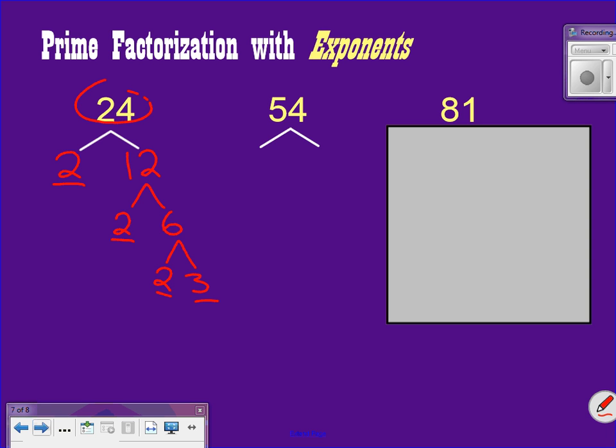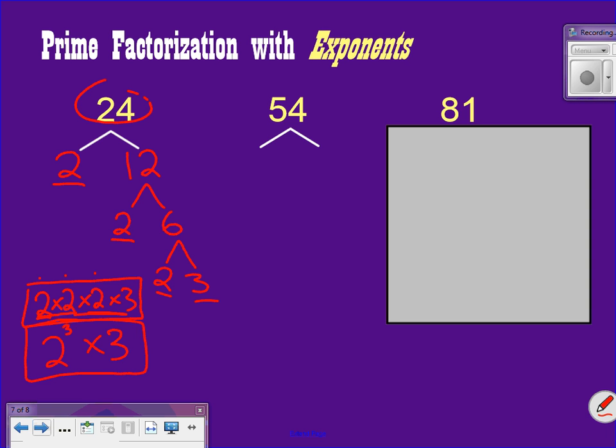So if we write it in expanded form, we would write 2 times 2 times 2 times 3. But that's pretty repetitive. Let's use exponents. So we have the number 2. How many times? 1, 2, 3. 3 times. So we go 2 to the third power times 3. And that means the same thing as what's written right here. So this is how you would write the prime factorization of 24 in exponent form.